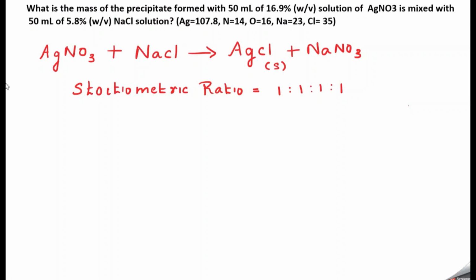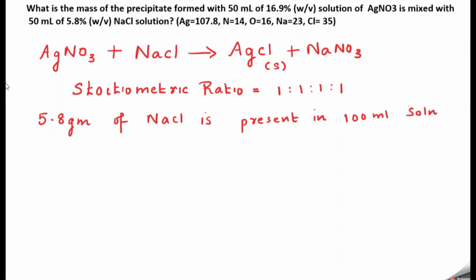What have they told about the NaCl solution? They are telling 5.8 percentage. So what does that mean? That means 5.8 gram of NaCl is present in 100 ml solution, but they have told very clearly how much solution they have taken for mixing, 50 ml only. Now in 50 ml, how much gram will be present?